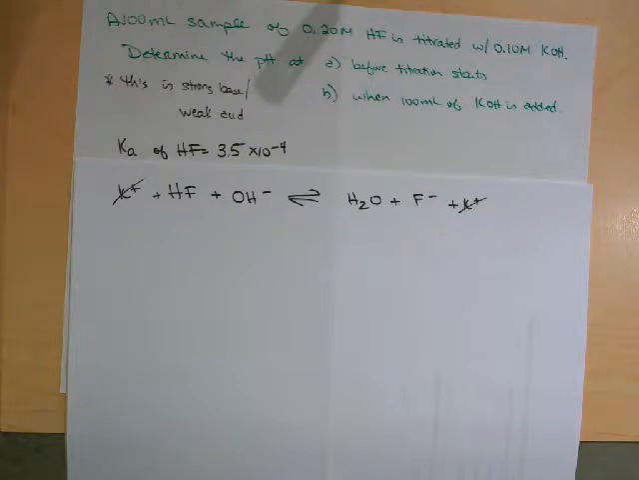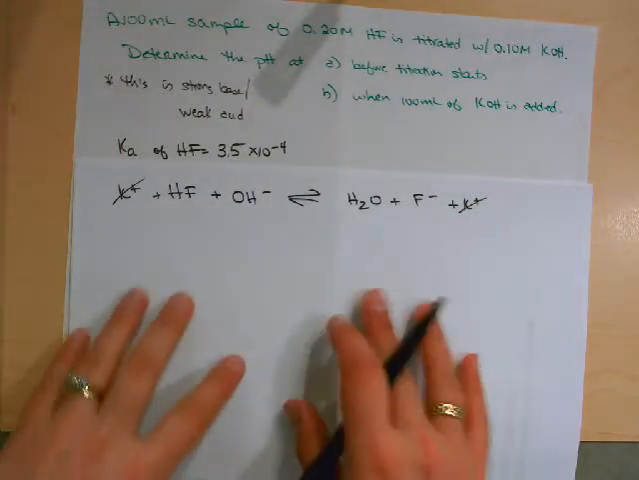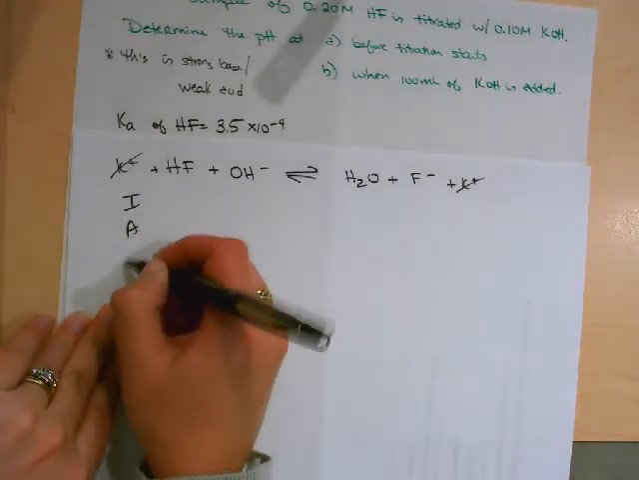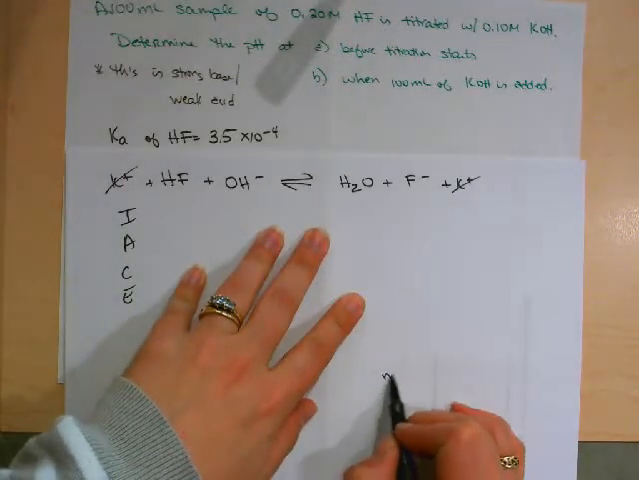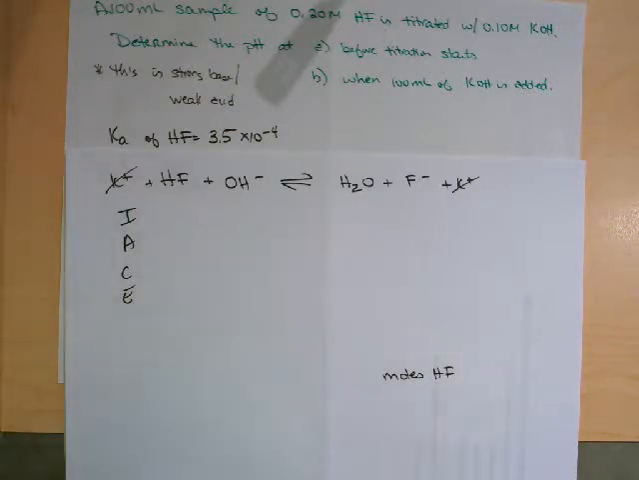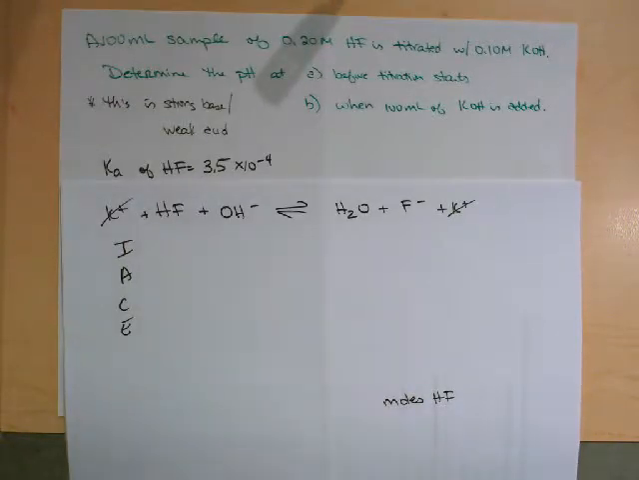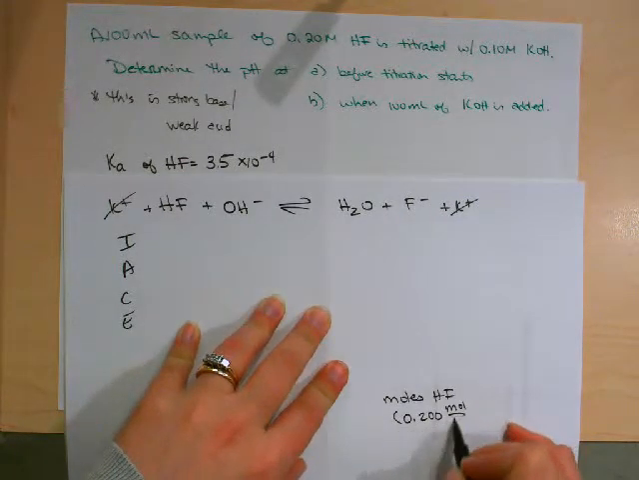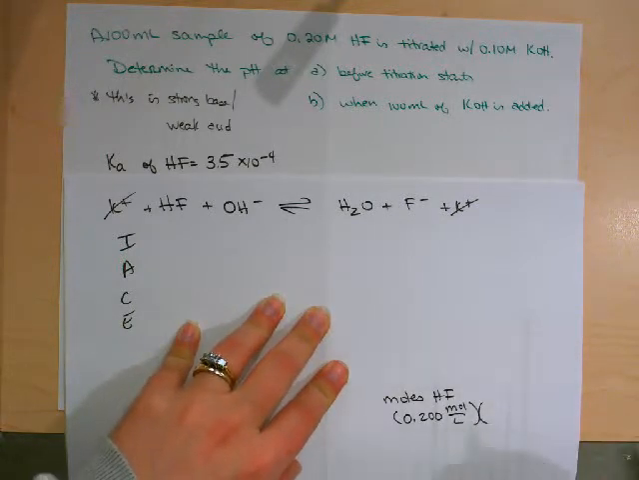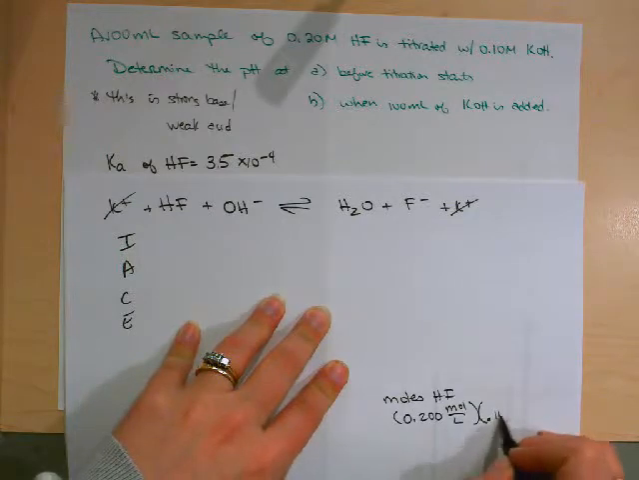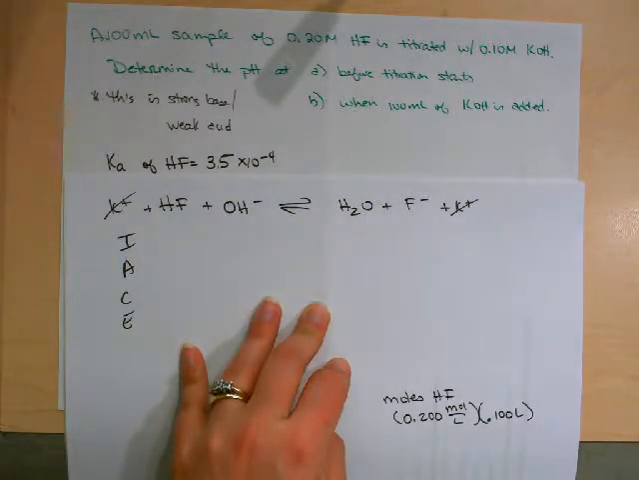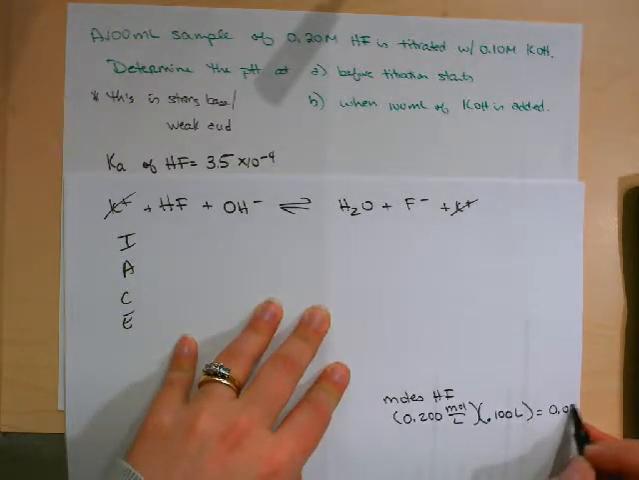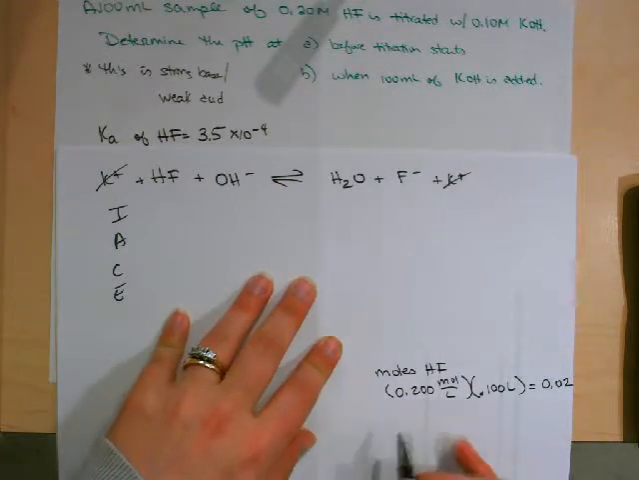So, alright, we have to be in an IACE chart, so I need to be in moles. So how do I find, I guess I'll do it down here. Moles of HF, what information do I have to find moles of HF? I know the molarity and I know the liters, right? Well, in this one particular case. But it's a good habit. So many moles of HF.